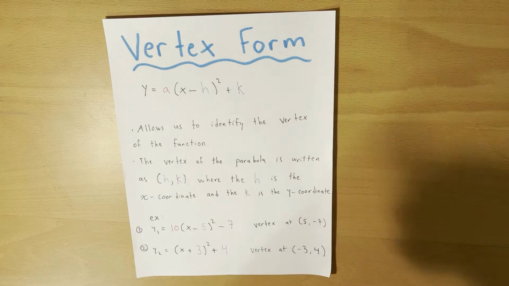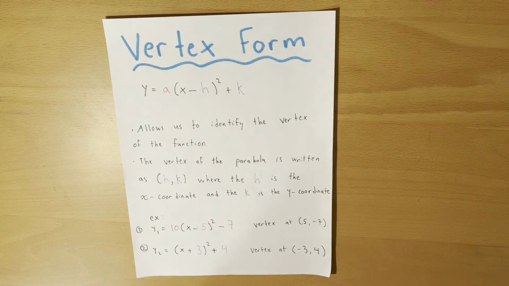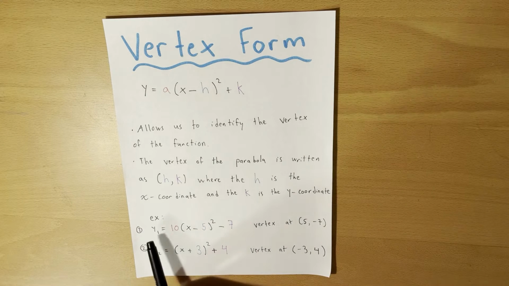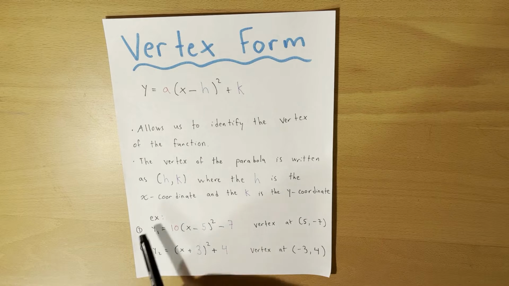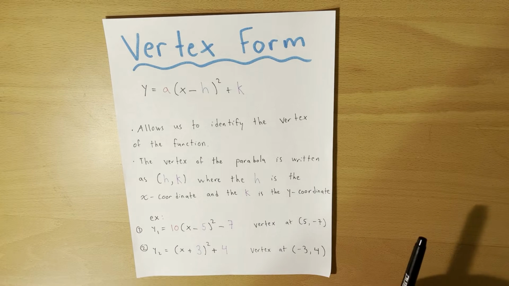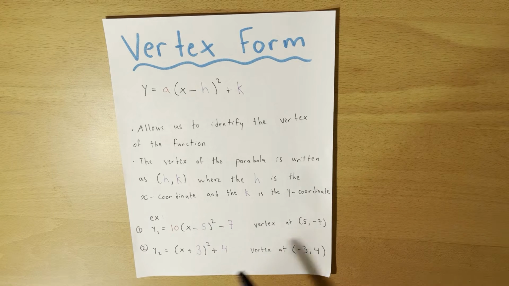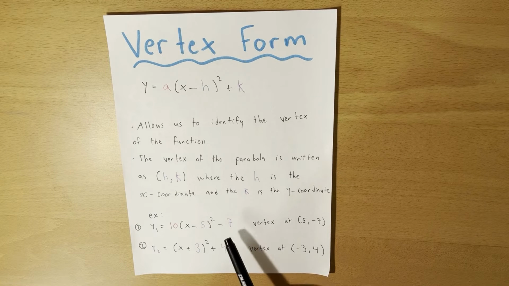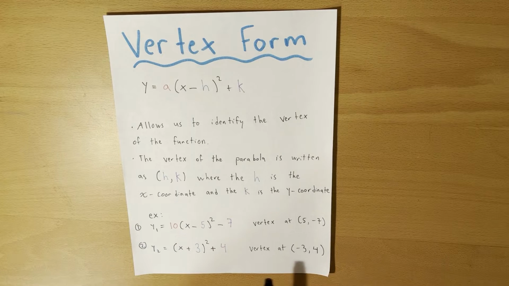So h and k. The a value here gives you the exact same information as it does in the first two forms. So for example, this parabola right here has a vertex at (5, -7), since the h value is 5 and the k value is -7. The second example here has a vertex at (-3, 4), since it has an h value of -3 and a k value of +4.